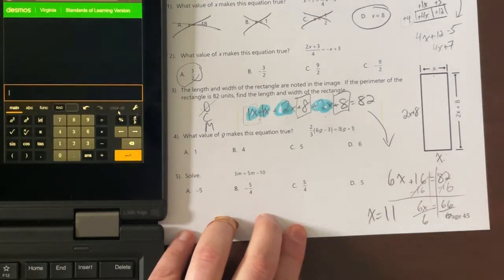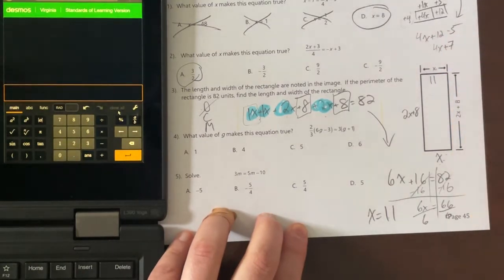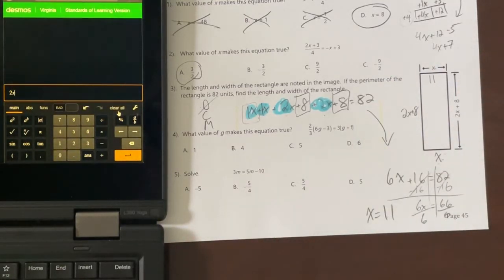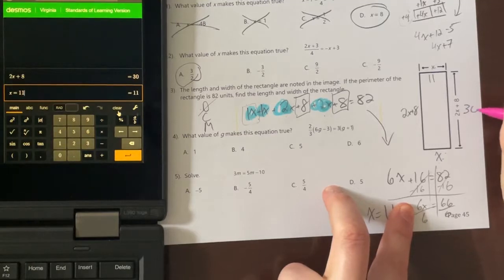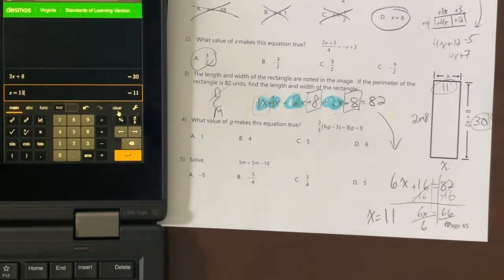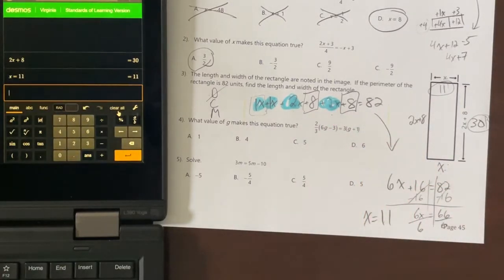Be mindful, I did not circle my answer yet because it's saying find the length and the width. So one side is going to be equal to 11, and the other side is going to be 2x plus 8, and x equals 11. So this side length is going to be 30. So the length and the width are 30 and 11. You can also double check if you want to. You can plug in that original equation, or I can say 11 plus 11 plus 30 plus 30 is 82, which is good.